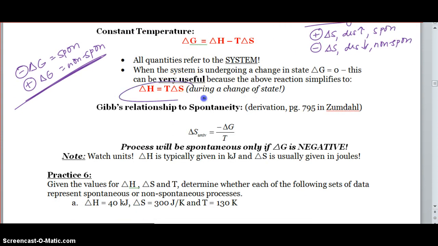This little note right here, it says, during a phase change, delta G is 0. That's considered like an equilibrium position. And so at that point, if delta G goes to 0, then you end up with 0 equals delta H minus T delta S. And so they've just rearranged this, right? Notice that this is very similar to what you guys saw.